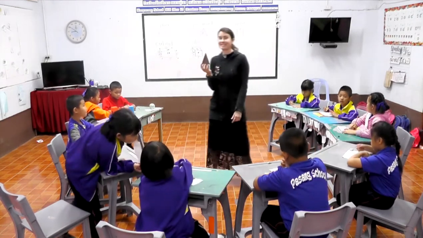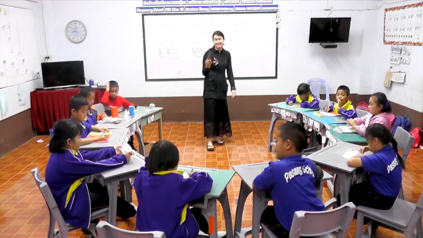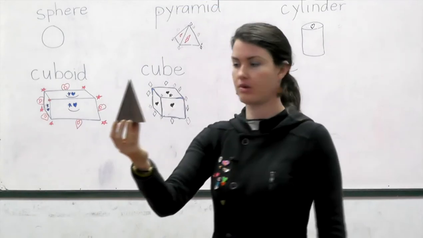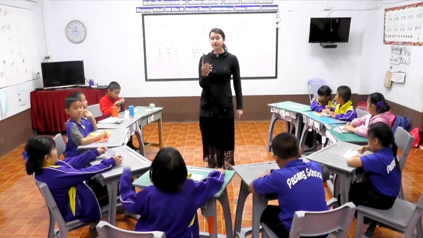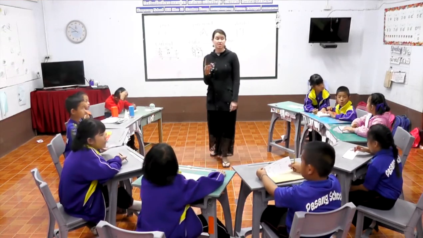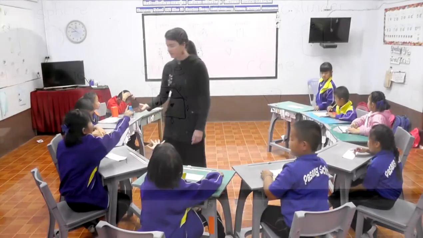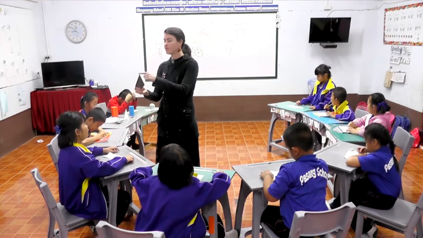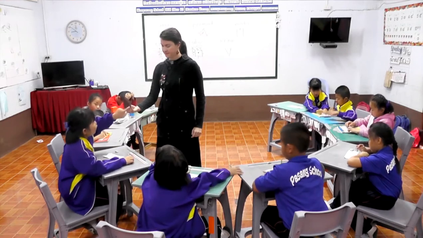Okay, friends, we're getting a little confused because we went in a different order. Sorry. Look at this shape. What shape is this? Pyramid. How many corners do we have on our pyramid? Can you show us? 5. 1, 2, 3, 4. These are the corners. 1, 2, 3, 4, 5.